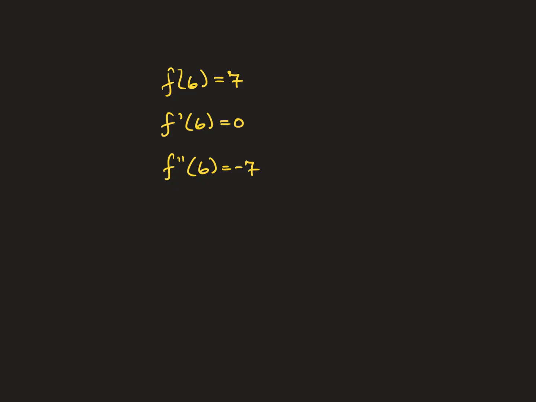My f double prime is negative, which means it does what? It's concave down. So it's concave down at a horizontal tangent line, because that's what that says. So 6, 7 is actually a what here? A relative max. Because my first derivative is equal to 0, and my second derivative was negative. So that made 6, 7 a relative max.